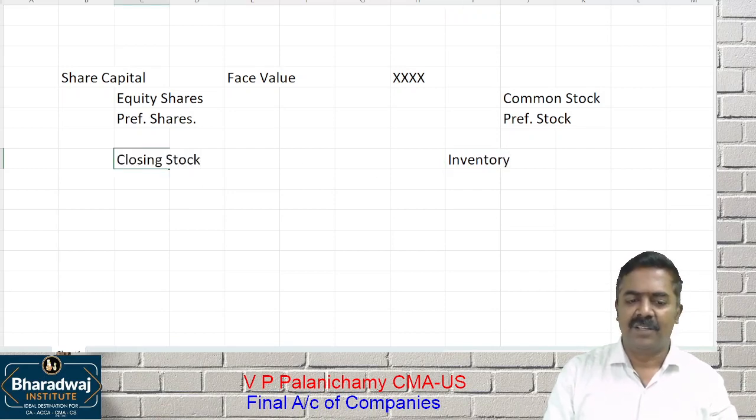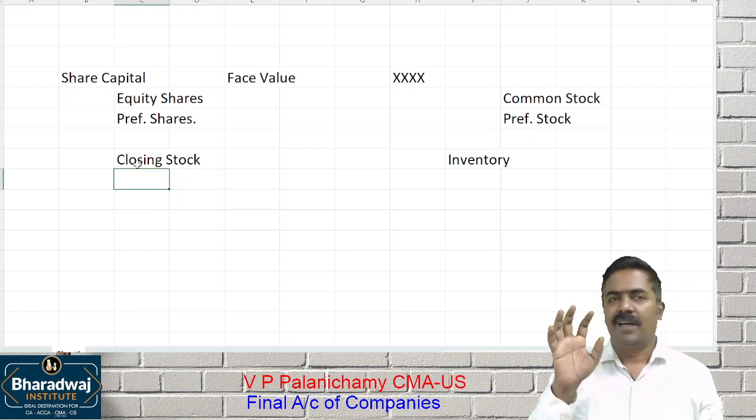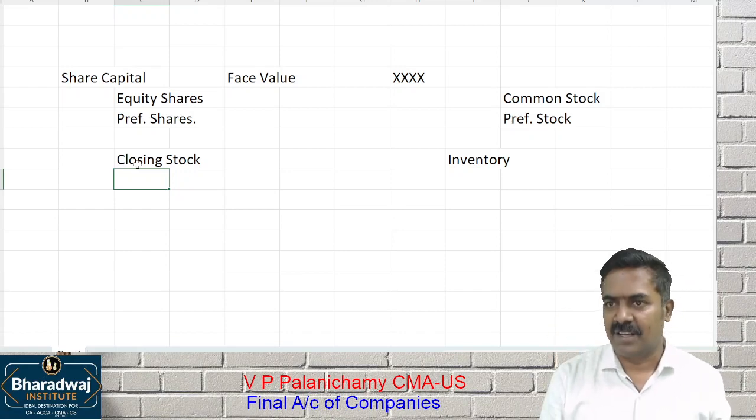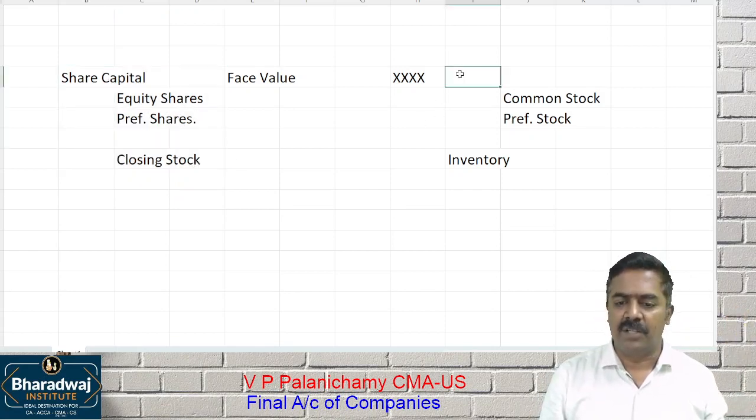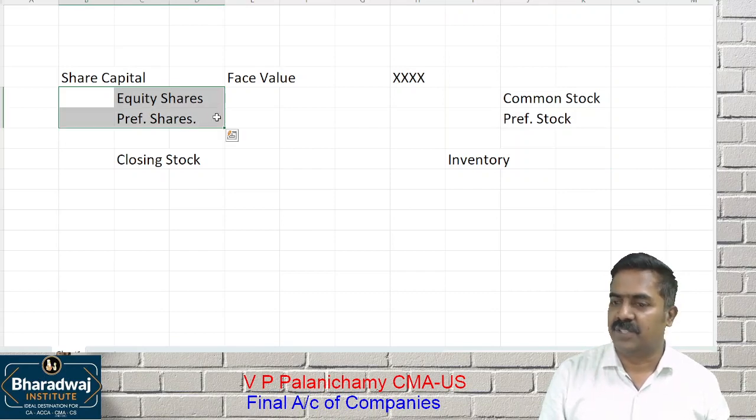We'll call it as which one? Closing stock. Let us assume an international investor. What do you mean by international investor? A person sitting in Australia compares an Indian company with a US company. In the Indian company balance sheet, we have written equity shares and preference shares.